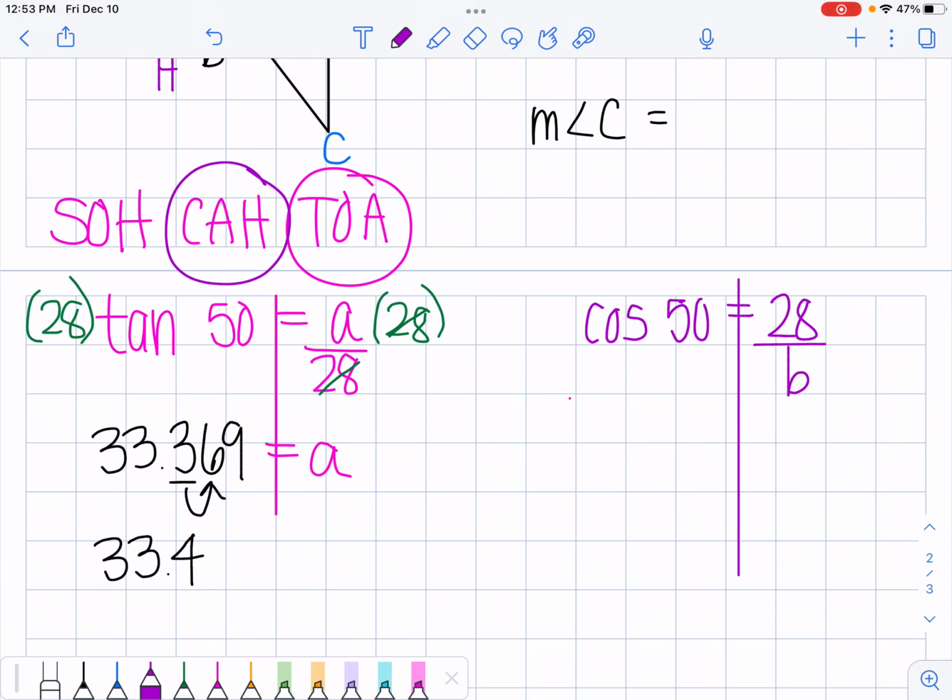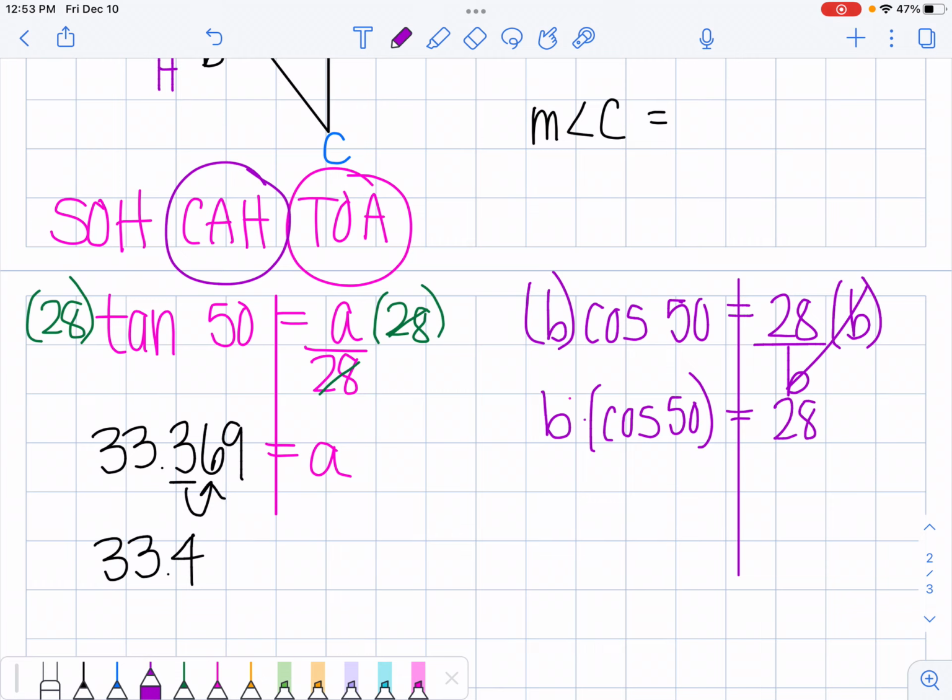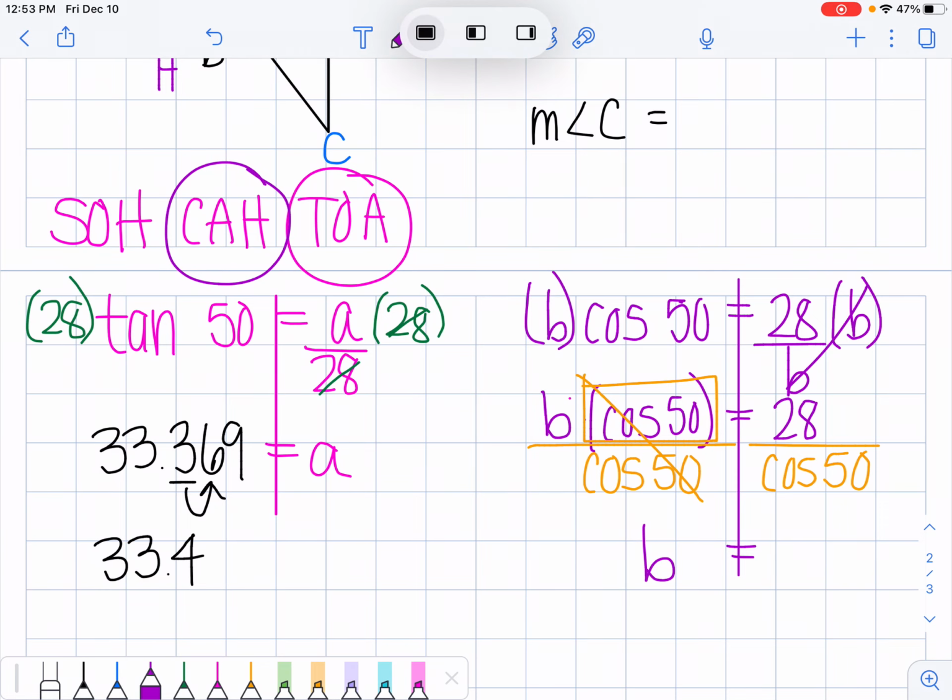Okay, so in order to solve this, I have to get b by itself, but I need to get it out of the denominator. So I'm going to multiply both sides by b. So I have b times the cosine of 50. And remember, the cosine of 50 is just a number, so I'm actually going to divide both sides by the cosine of 50. You can't divide just by cosine. It won't give you anything. So you have to divide by this whole piece right here. So that cancels out. So I get b is equal to 28 divided by the cosine of 50.